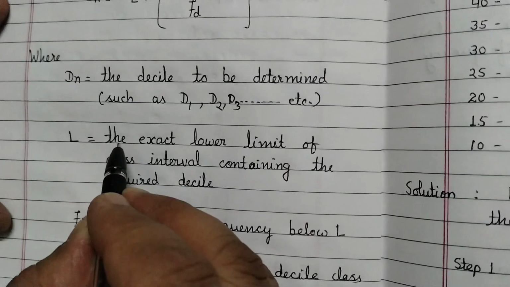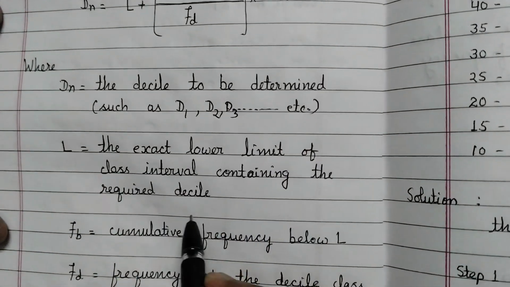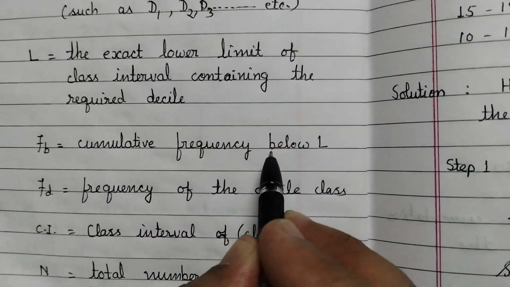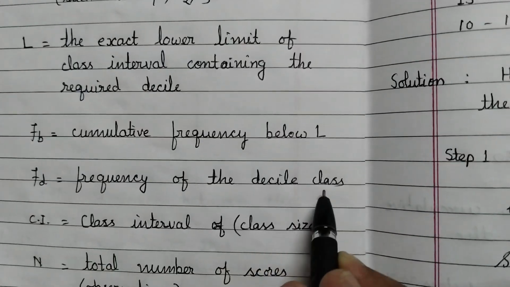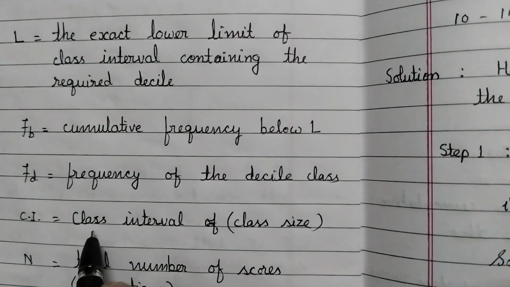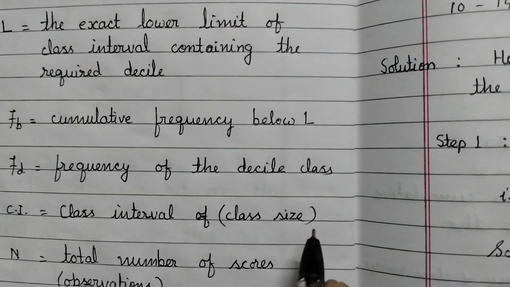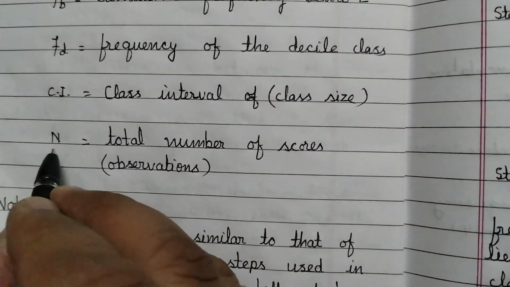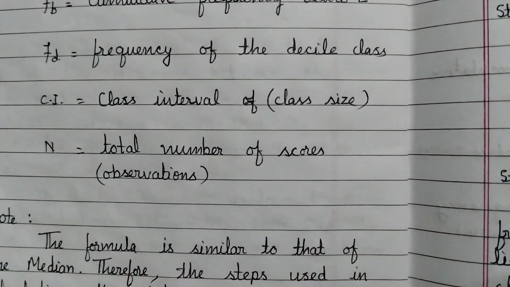L stands for the exact lower limit of the class interval containing the required decile. FB is equal to the cumulative frequency below L. FD stands for the frequency of the decile class. Ci stands for class interval, or class size, or length of class interval. N stands for the total number of scores or total number of observations.